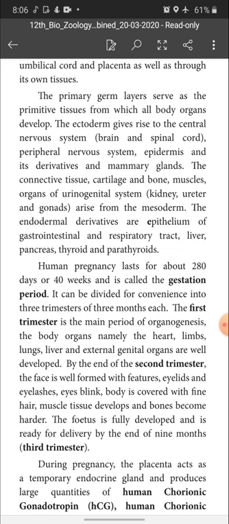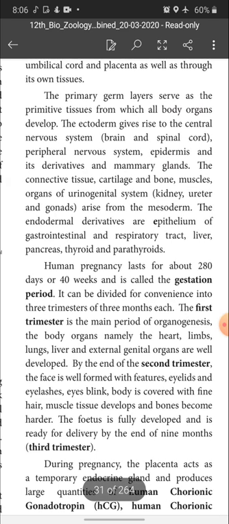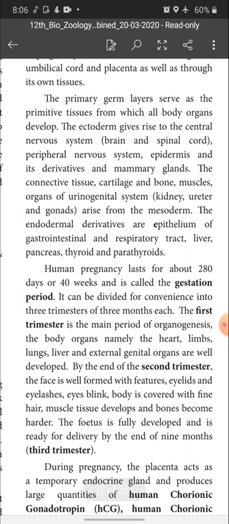What is the pregnancy period in humans? 280 days, and in weeks it is 40 weeks, and this is called what? Gestation period. Gestation period is nothing but the period for which the fetus stays in the uterus.